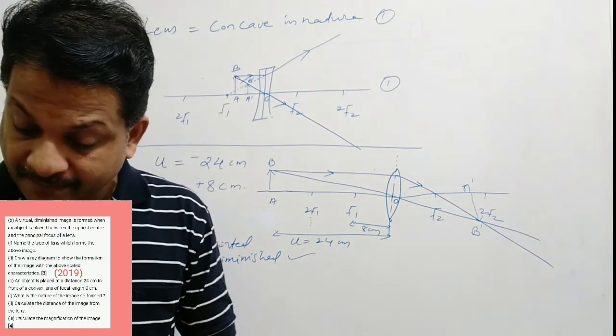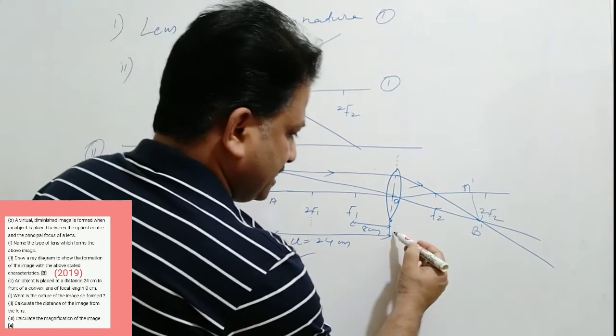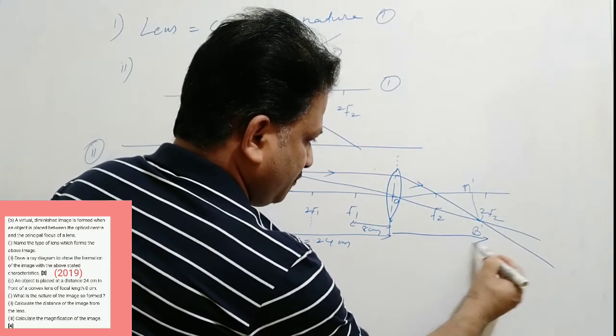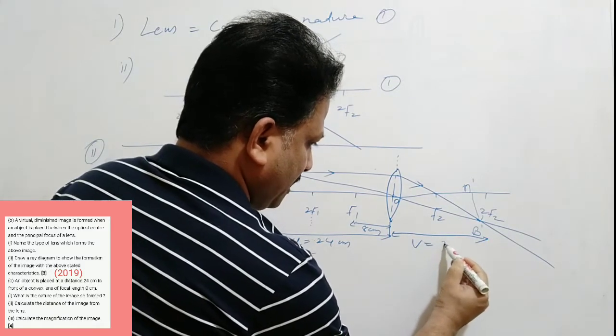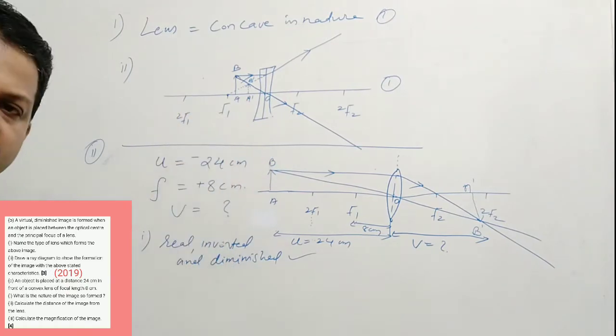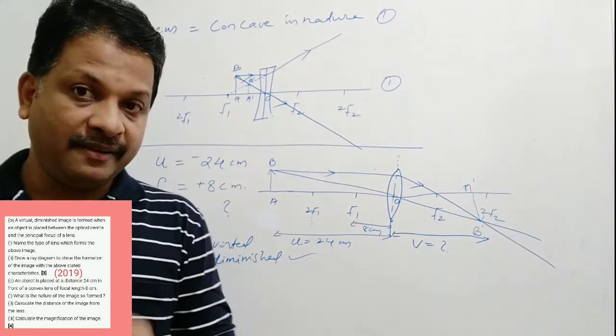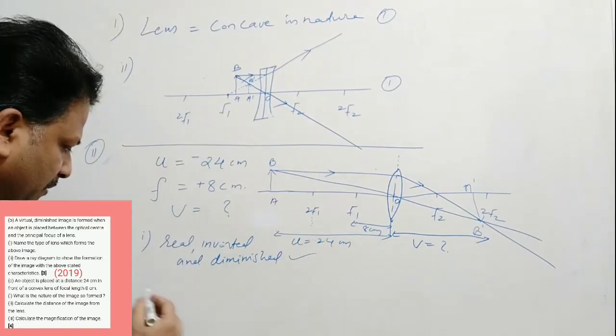Now what do you have to do there? Calculate the distance of the image from the lens. So this distance, the distance of the image from the lens, v, is unknown. So v is unknown to us, we have to calculate. So how can you calculate v when all these quantities are available to us? With the help of the lens formula. So let us apply the lens formula.